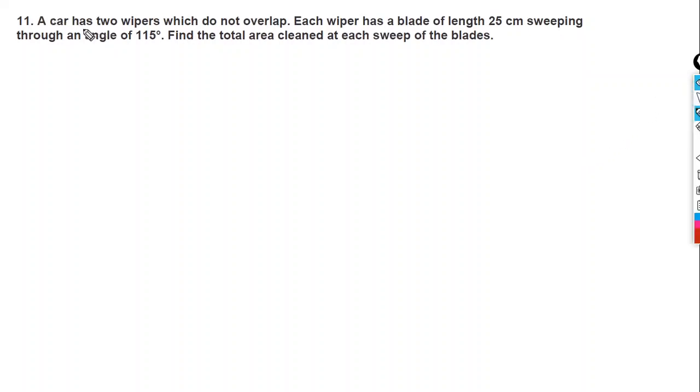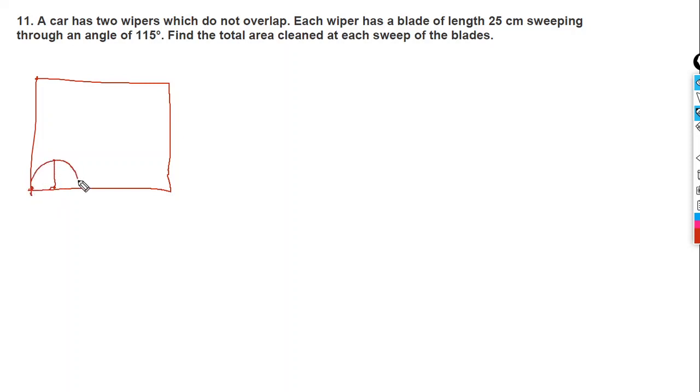Here a car has 2 wipers. So you must have seen a car in which wipers are there in the front glass. Each wiper has a blade of length 25 centimeter sweeping through an angle of 115 degree. Find the total area cleaned at each sweep of the blade. So assume this is the front glass in which 2 wipers are attached. One wiper is here.